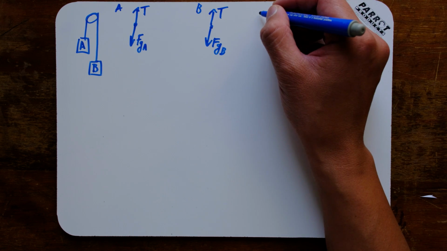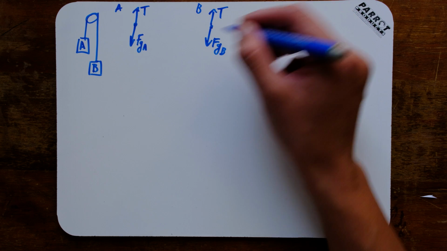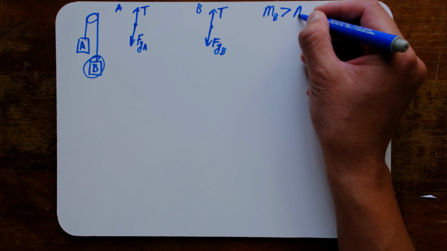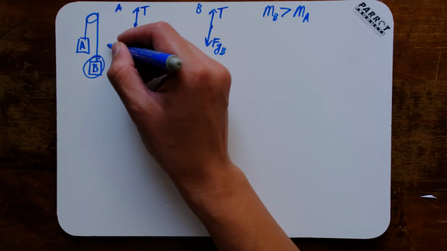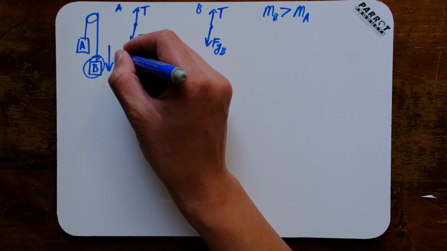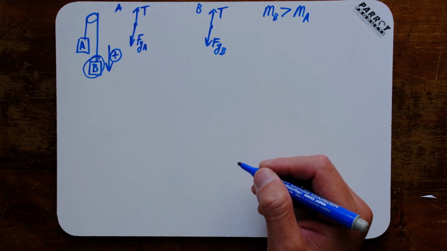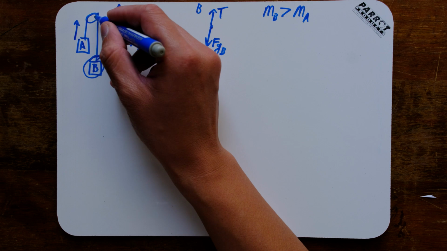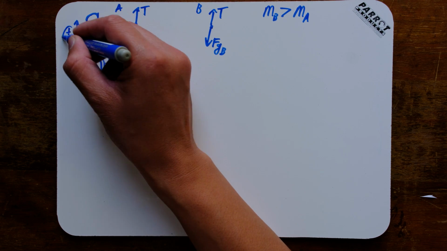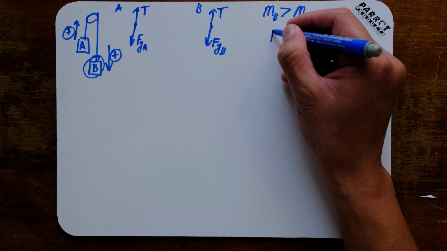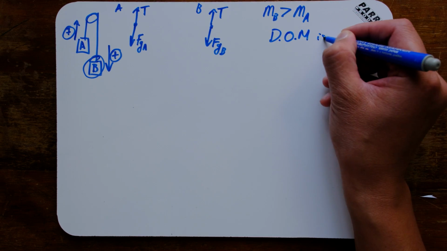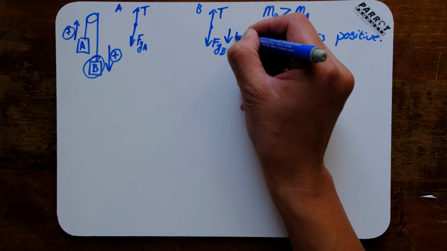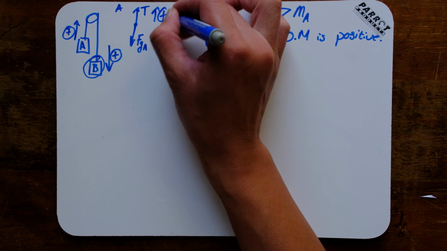Okay, now one of them has to be bigger than the other. So I'm going to make B greater than A. So the mass of B is going to be greater than the mass of A. So logically, B is going to be going down. So that means I'm going to take that direction as positive. Now A would logically be moving up because it's connected to the same string. Now we're going to take the direction of motion as positive. So the direction of motion is positive. Okay, now that means down is positive for B, up is positive for A.